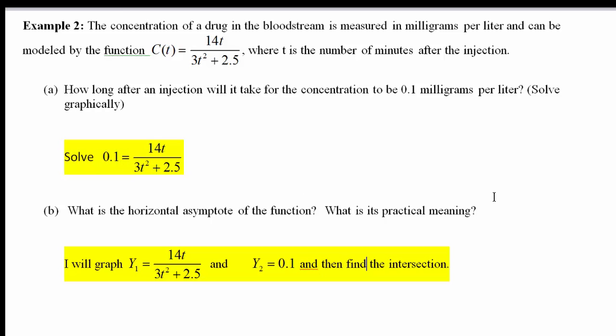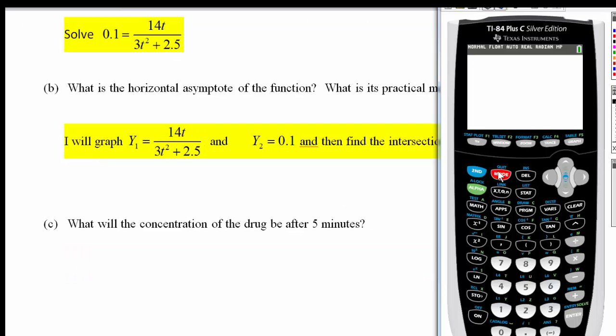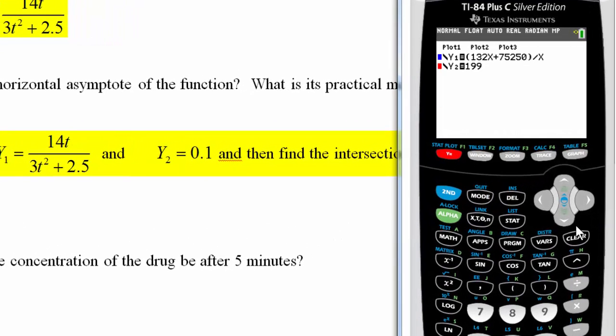So let's take out our calculator. And again, we'll press y equals. We'll clear out what we had from the previous problem. Remember, y2 is going to be that 0.1, and y1 will be the 14t divided by the 3t squared plus 2.5. So we have something that looks like this.